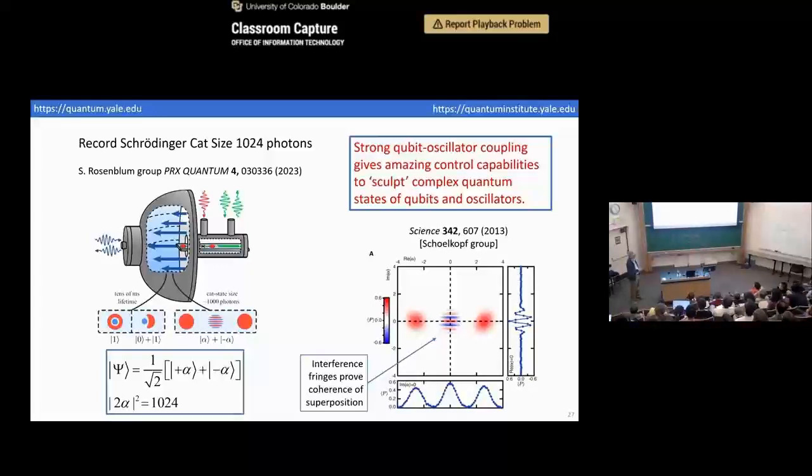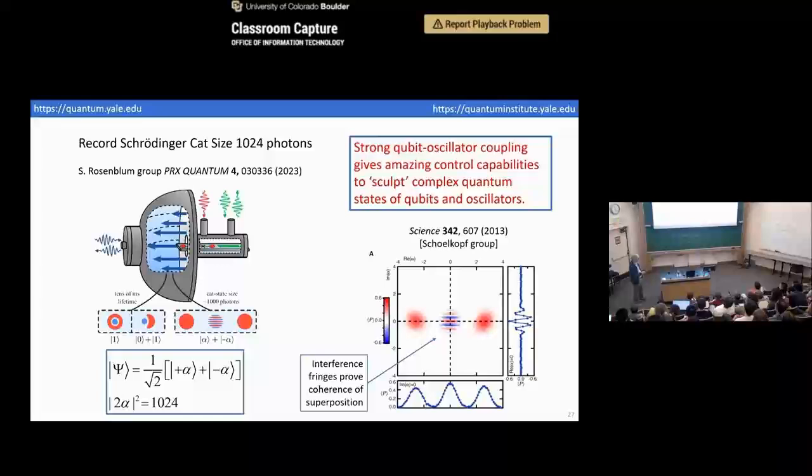And here is a plot. This is from an earlier experiment in 2013 from Rob's group, where they went up to about 100 photons. And you see this is the Wigner function, and that's a kind of quasi-probability distribution in phase space. It's not always positive because of quantum interference effects. So here's the cat.